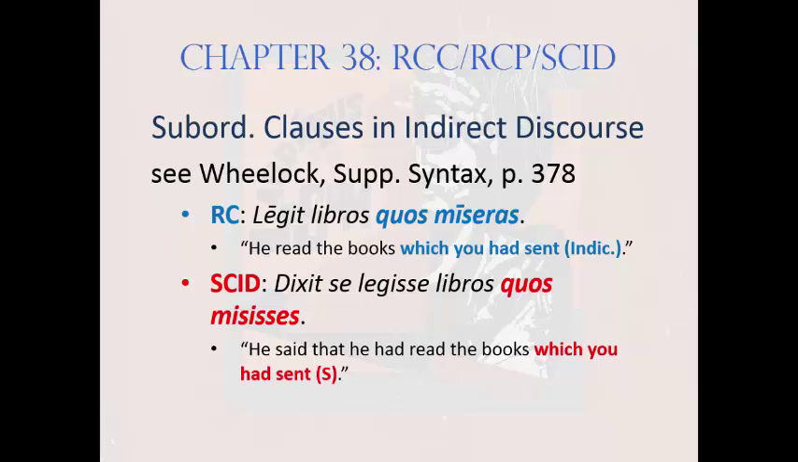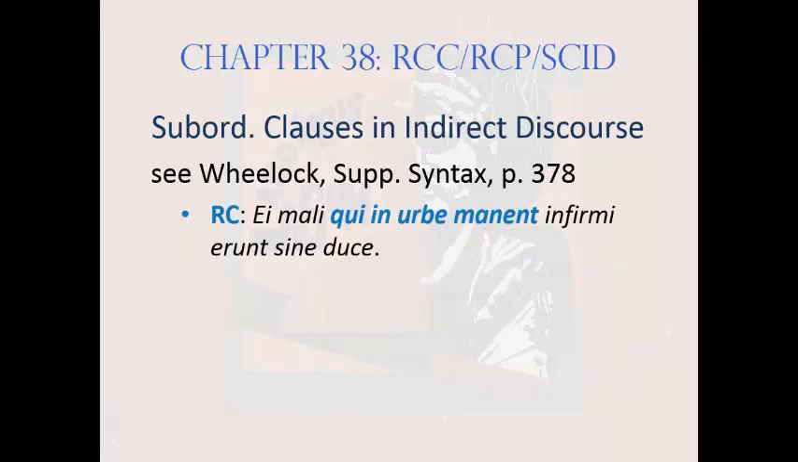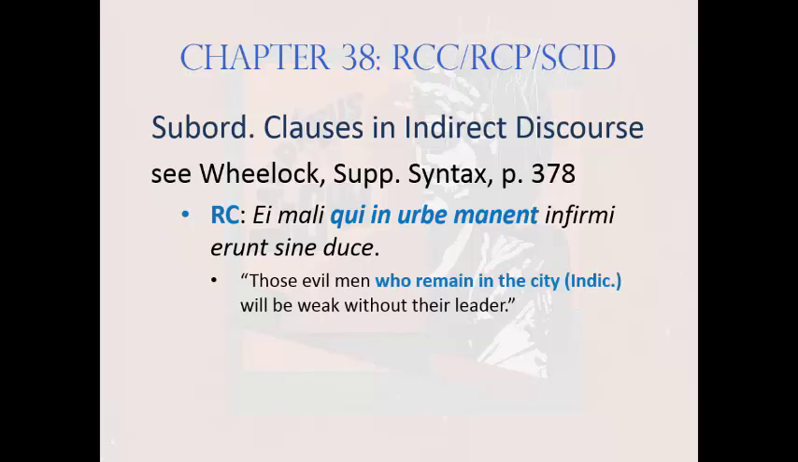The only difference between the regular relative clause and the skid is that the grammar around the skid is more complicated, and complicated grammar has begun to be associated with subjunctive in the Roman mind. Here's another example of a skid. First, the regular form of the relative clause. "Ei mali, qui in urbe manent, infirmi erunt sine duce," meaning "those evil men who remain in the city, note that manent, remain, is indicative, will be weak without their leader."